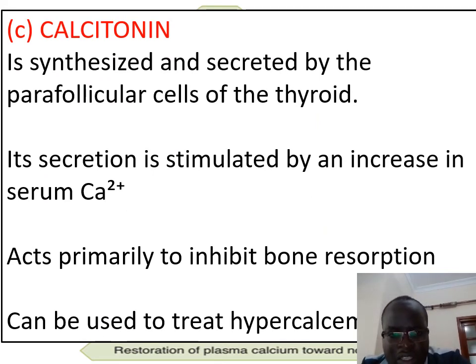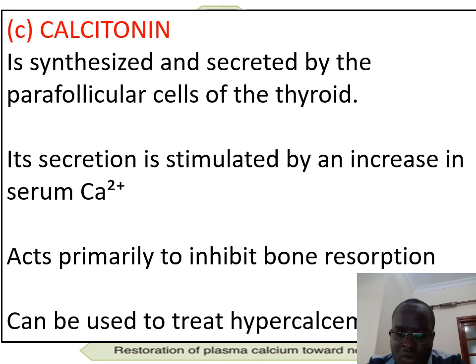Calcitonin is antagonistic to that of parathyroid hormone, so it's synthesized and secreted by the parafollicular cells of the thyroid gland. So it's not produced by the parathyroid gland, it's actually produced by the thyroid gland, because within the thyroid gland, adjacent to the follicular cells, we have parafollicular cells that are producing calcitonin. Its secretion is stimulated by an increase in serum calcium levels. So if you have a lot of calcium, you need calcitonin that will have antagonistic function to that of parathyroid hormone, PTH. It will act primarily to inhibit bone resorption.